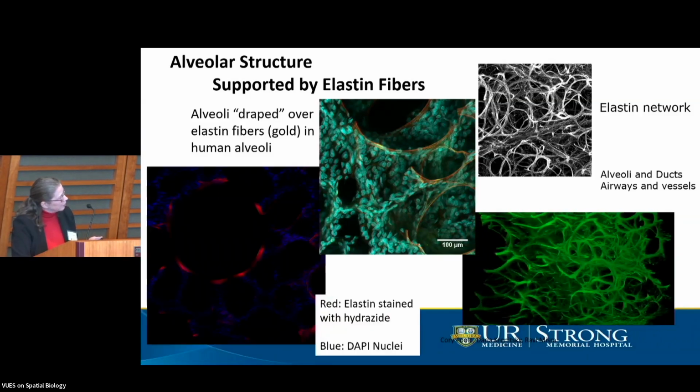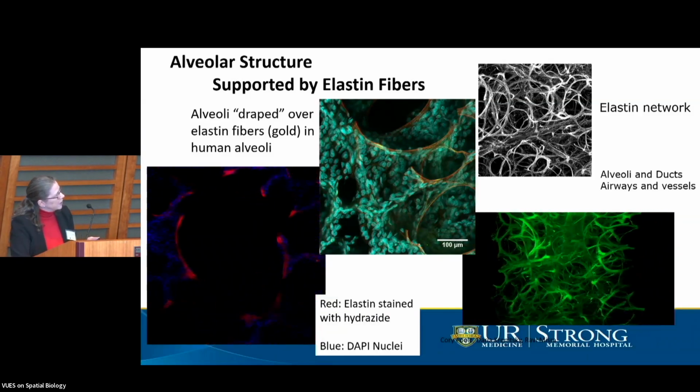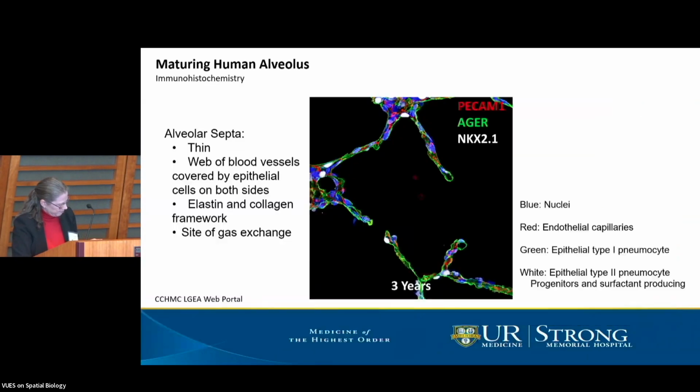So abnormalities in this network occur in diseases like COPD and BPD, and we'd like to be able to visualize them and measure them in healthy and then with disease. This shows the cellularity of that gas exchanging alveolar septum. It is very thin, has a capillary network shown in red, if you can see that. It accommodates single red blood cells flowing through it. And it's covered by alveolar epithelium, the green alveolar type 1 cells, and the cuboidal white type 2 cells. Type 2 cells produce surfactant, type 1 cells allow for the gas exchange.